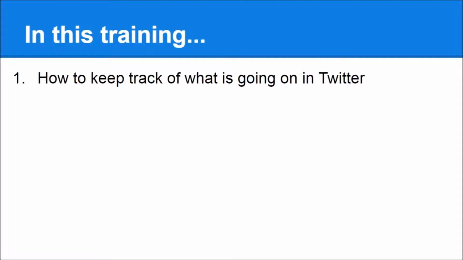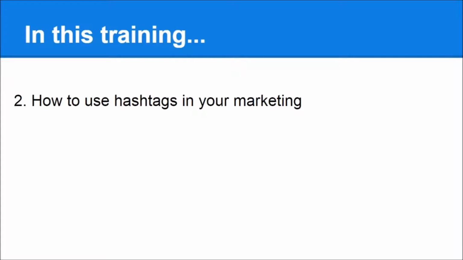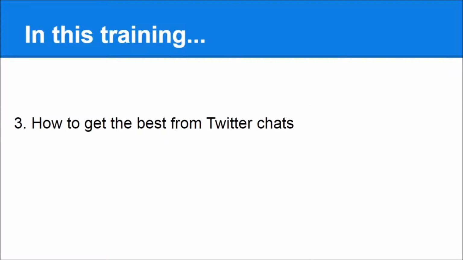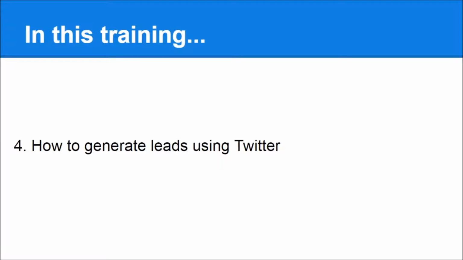So number one, you want to know how to keep track of what's going on in Twitter. So all those tweets flying by, how on earth do you keep up with what's going on and find the information you need to know about? That's number one. Number two, you want to know how to use hashtags in your marketing. Number three, you want to know how to get the best from Twitter chats. And number four, you want to know how to generate leads using Twitter. So I'm going to take you through all of those things.